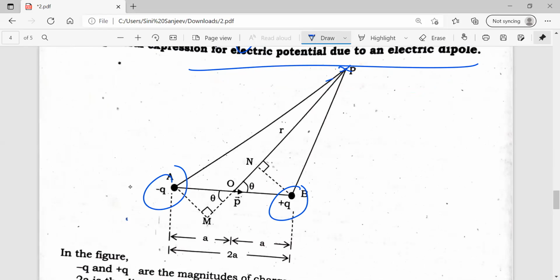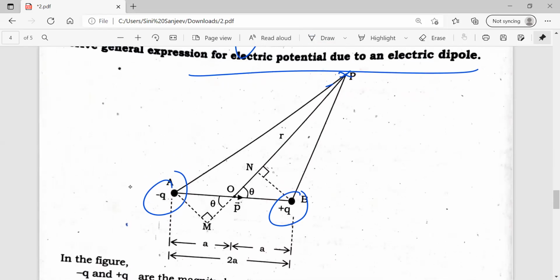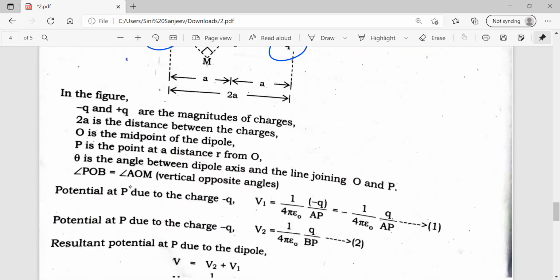That's it. So plus q and minus q, obviously this is a magnitude. One is positive and the other is negative. Okay. And then we have to know the two components. The horizontal component is cos theta, the vertical component is sin theta. So let me come to this.